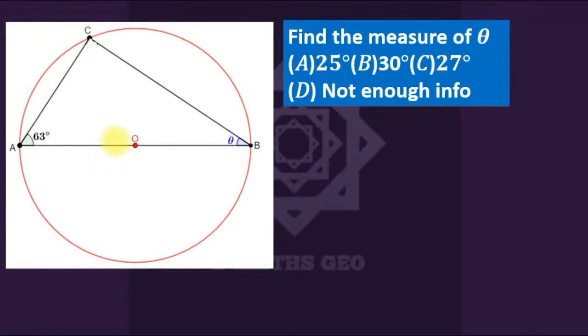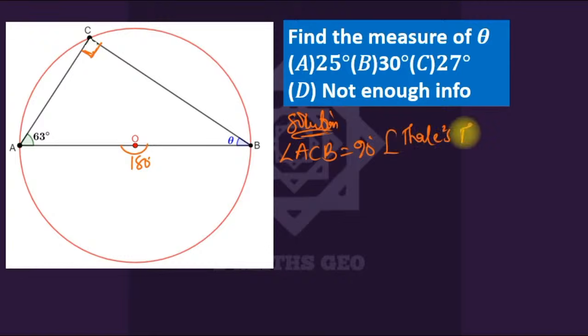So we're given this question. We're asked to find the measure of theta. So look at the theta, and I'm seeing the diameter. So since here is 180 degrees, our inscribed angle must be 90. So this is 90, so we'll have a right angle triangle. So I'm saying that angle ACB is 90 degrees based on Thales theorem.